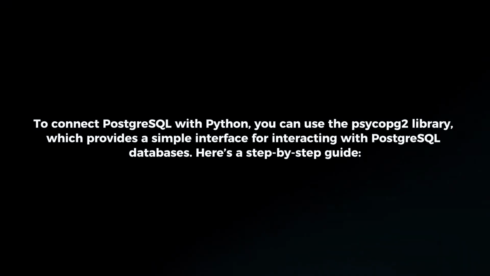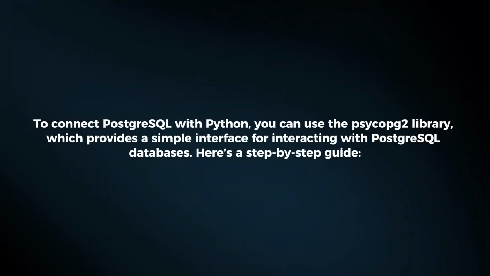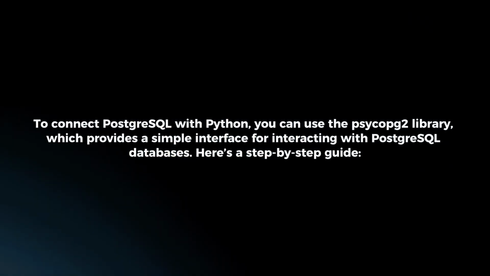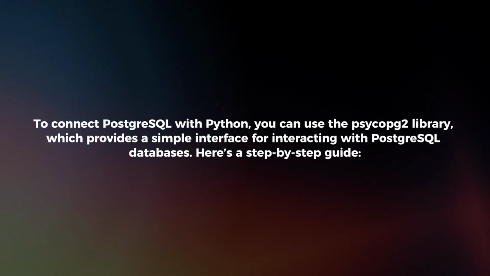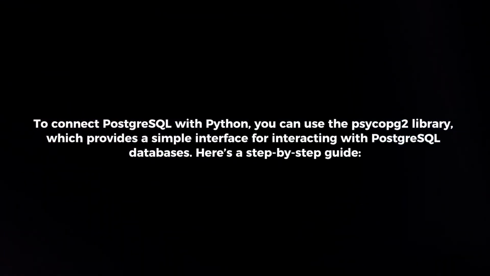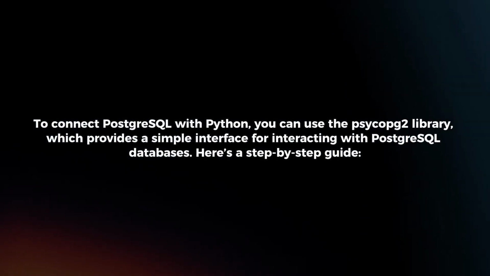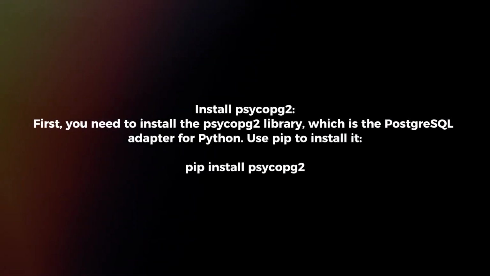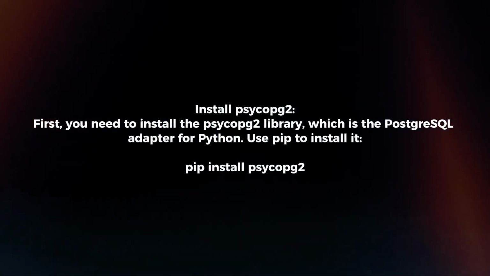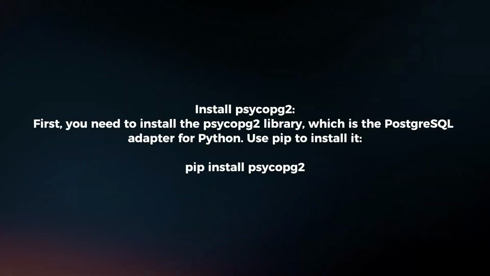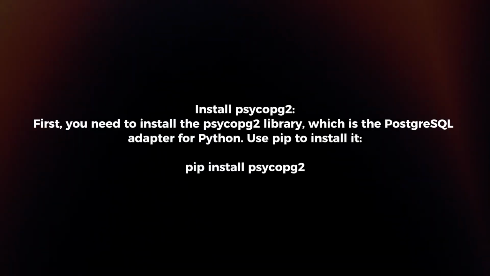To connect PostgreSQL with Python, you can use the PostgreSQL library, which provides a simple interface for interacting with PostgreSQL databases. Here's a step-by-step guide. Install PostgreSQL. First, you need to install the PostgreSQL library, which is the PostgreSQL adapter for Python.